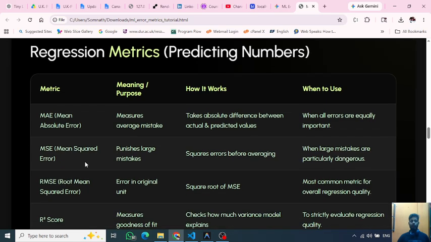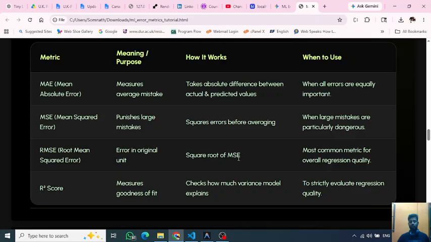Now, MSE means mean squared error. It punishes large mistakes. How it works: it squares the errors before averaging. When to use it? When large mistakes are particularly dangerous. Next, RMSE, root mean square error. Purpose: error in the original unit. How it works: it is the square root of MSE. When to use it? It is the most common metric for overall regression quality.